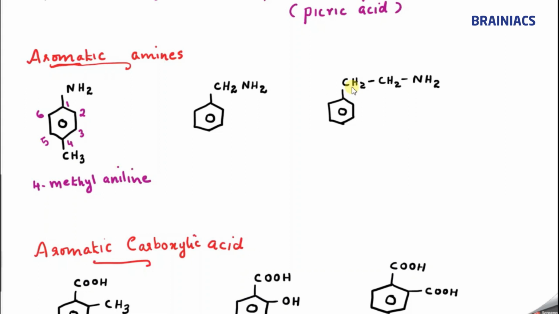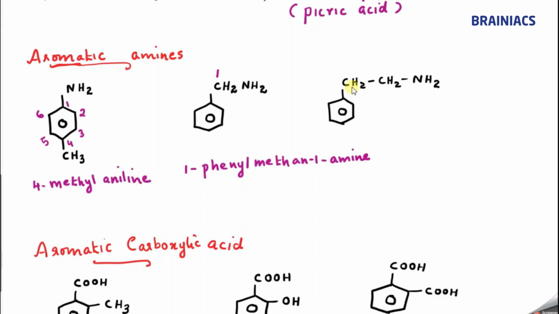Now what is the name of this compound? Here the NH2 group is connected to the side chain. So this is 1. So I can say 1 phenyl, correct? Word root 1 carbon atom, so we say methane, 1 amine, or we say methanamine. 1 phenyl methanamine is the correct answer.